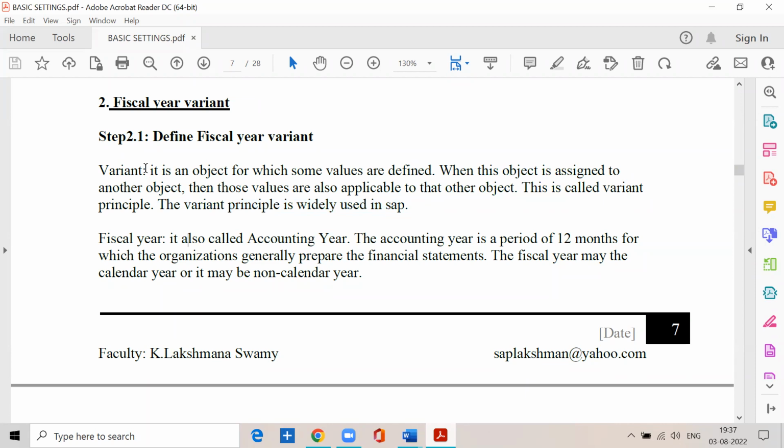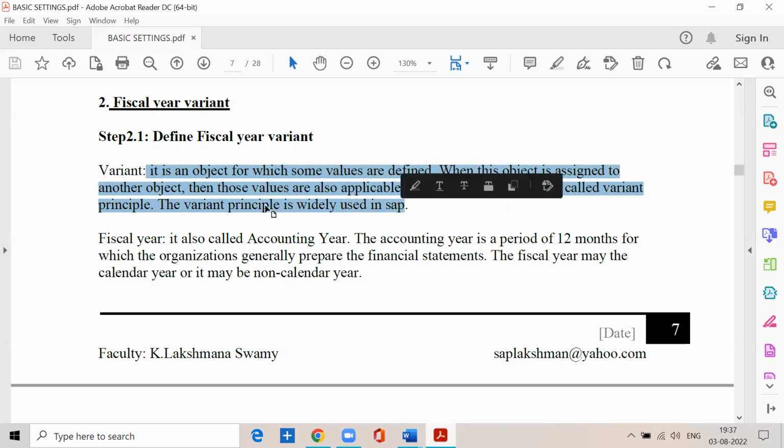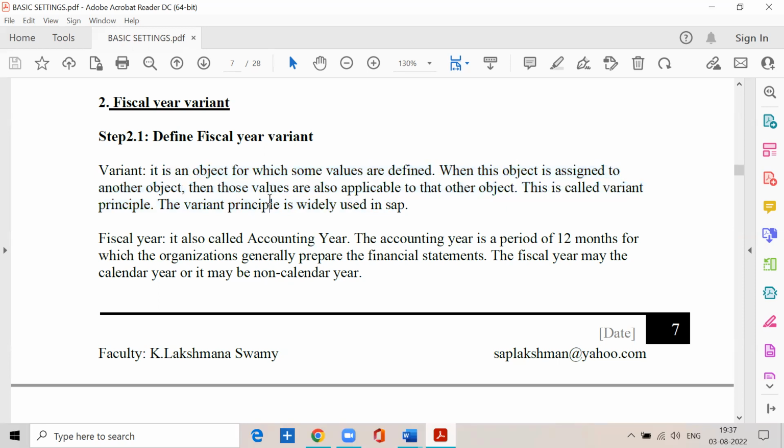What exactly is the meaning of variant, and why this variant principle is used widely in SAP, you can understand at the end of the topic. Now, fiscal year is also called accounting year. The accounting year is a period of 12 months for which organizations generally prepare the financial statements. The fiscal year may be the calendar year or it may be a non-calendar year.